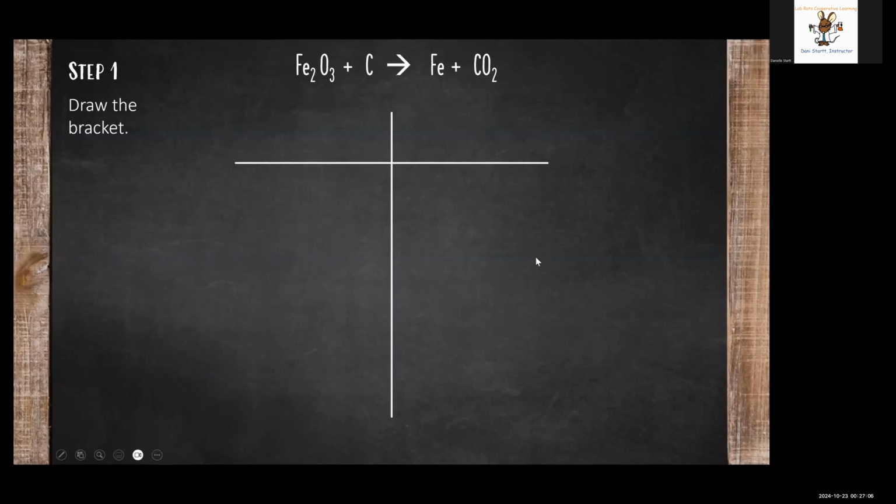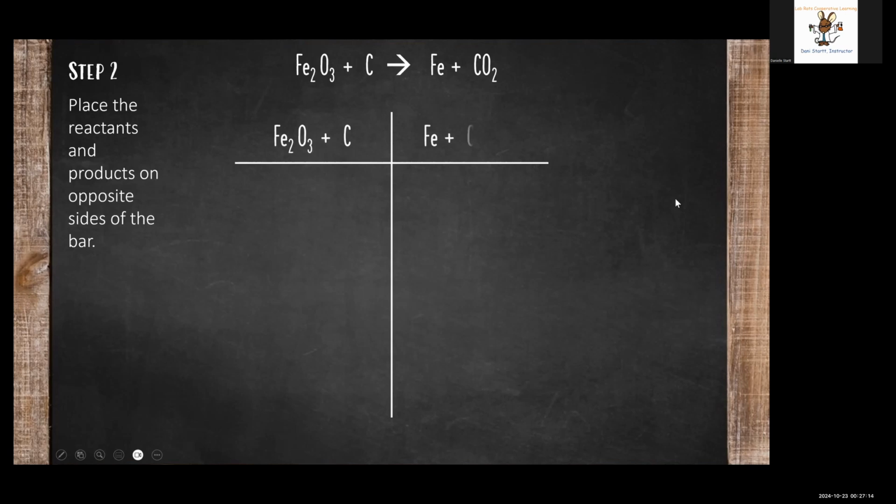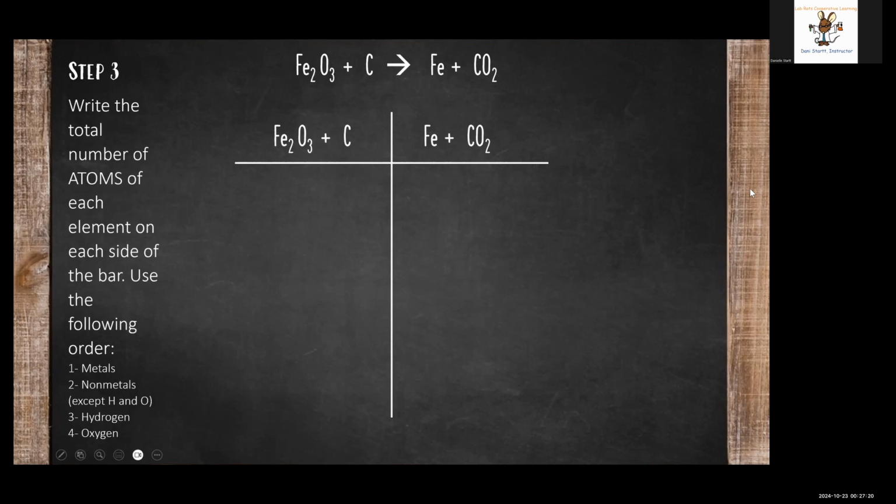So you draw your little bracket. It looks kind of like a T with a little stick on the top. And then you place your reactants and products on opposite sides of that bar. Reactant, product. Do you agree? Yes, there they are. All right, and then what you're going to do is write the total number of atoms of each element on each side of the bar, but you have to use the following order. It's metals, non-metals except for hydrogen and oxygen, and then hydrogen and oxygen. And you have to do it in that order.